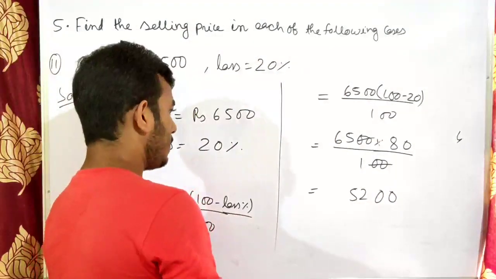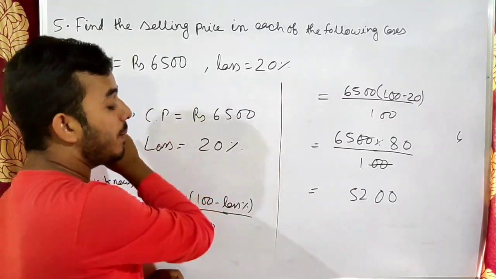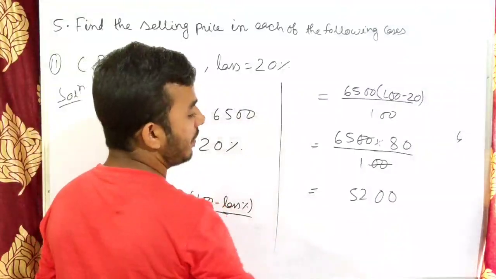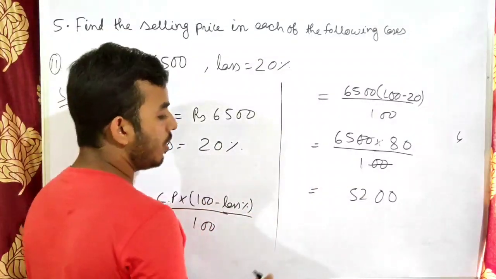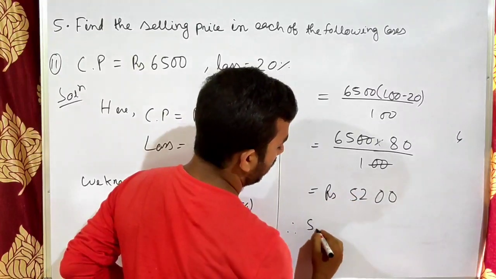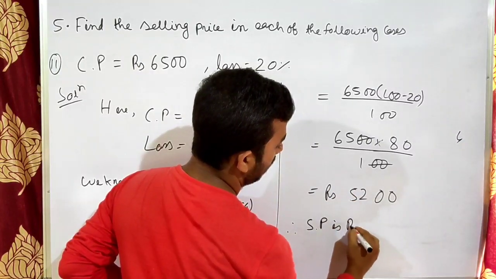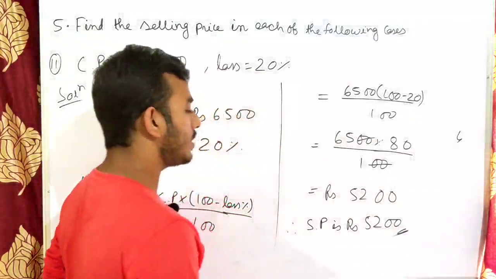Okay, so here SP is how much? Look, our CP, cost price, was 6500 and SP is 5200. That means it is loss, isn't it? Because here SP is smaller. So we'll write therefore SP is rupees 5200. Okay, I hope this is clear to you, right?